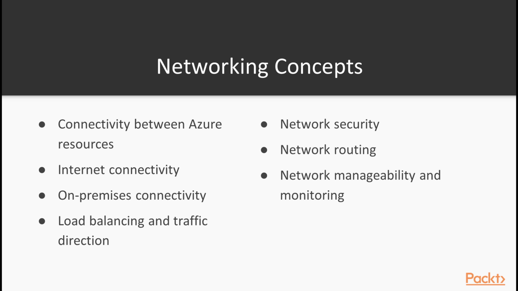Some customers like to have hybrid connectivity because of some of their applications, especially if they have high privacy or security needs. So we'll talk about on-premise connectivity through VPN gateways. We'll then talk about load balancing and traffic direction, where we can use things like load balancers, web application firewalls, or traffic manager, network security, firewalls, and how they actually get deployed within Azure.